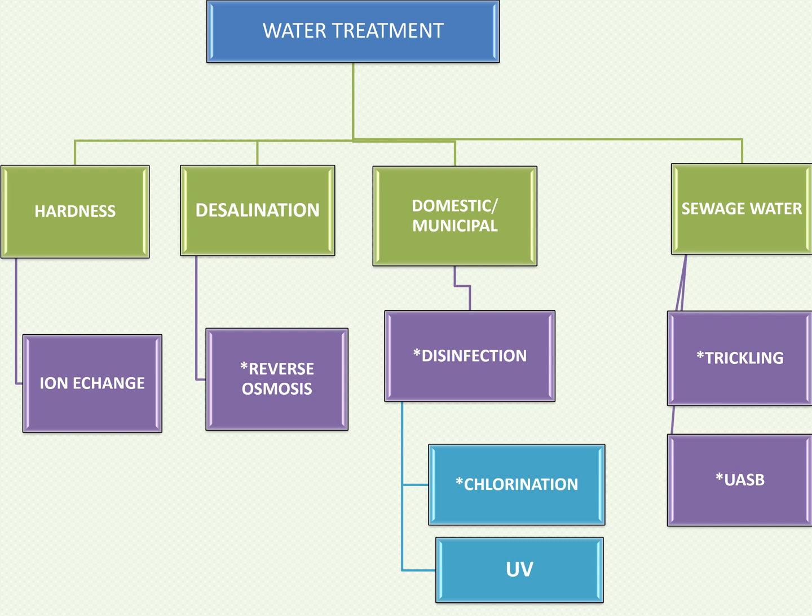Now this slide will give you a consolidated picture of the main water treatment processes that we have covered. Hardness removal through ion exchange process, desalination through reverse osmosis, and domestic water treatment. One major step was disinfection through chlorination, UV radiation, and also sewage water treatment. Two major steps in the secondary process were the trickling filter process and UASB.